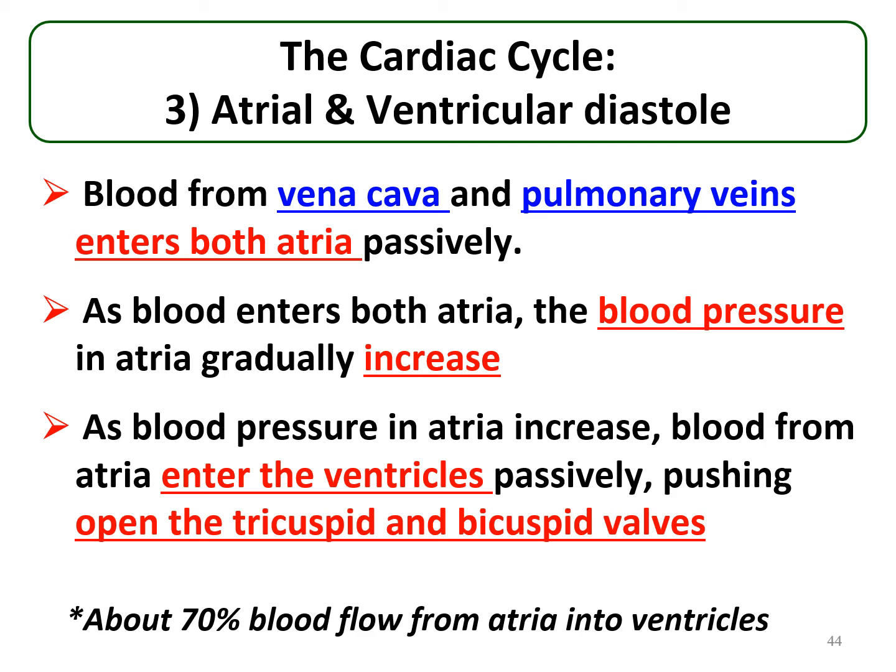So during atrial and ventricular diastole, about 70% of blood will flow from the atria into the ventricle passively. Kenapa passive? Because there is no contraction of atria and there is no force. Tak ada tekanan yang tinggi untuk menolak darah, memaksa darah. So the blood flows passively.